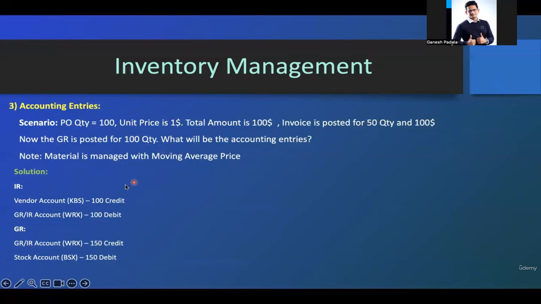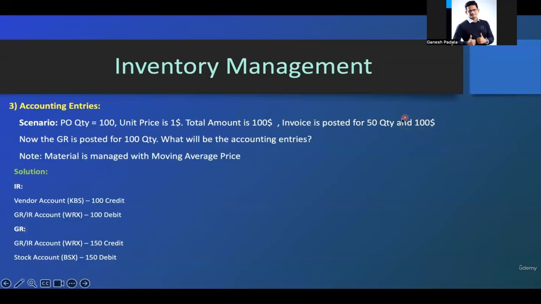So what will happen during invoice receipt? 100 credit, 100 debit. So vendor account KBS 100 credit, GRIR WRX 100 debit. Now when you do the GR, what will happen? The system will take the invoice amount.